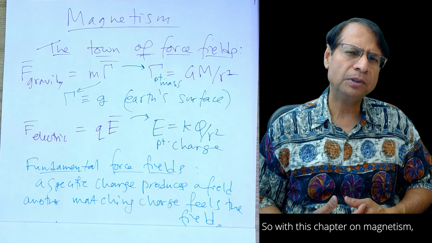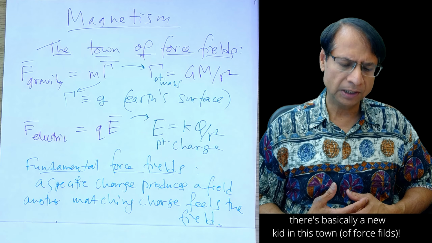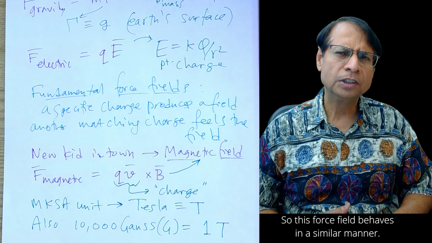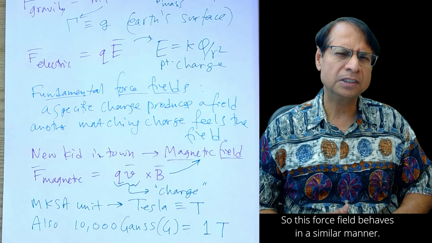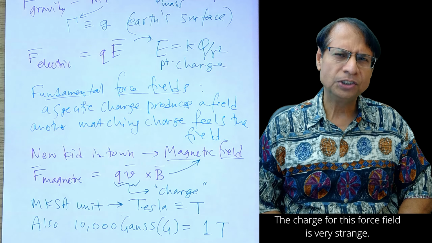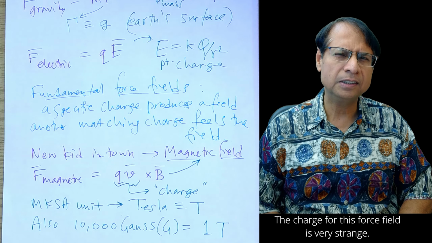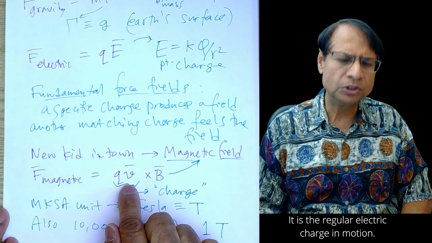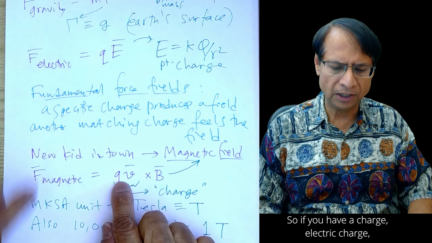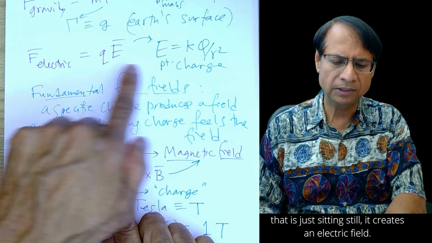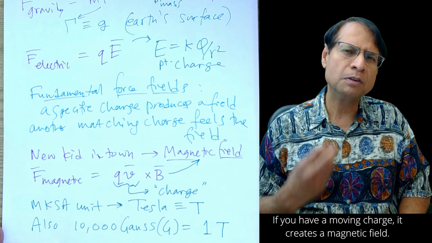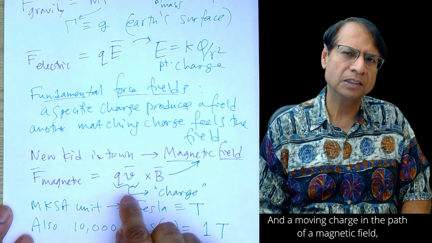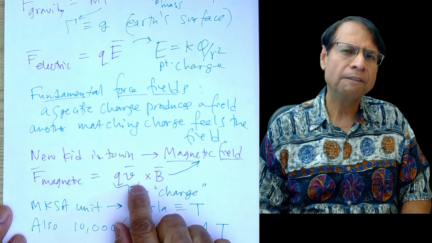So with this chapter on magnetism, there's basically a new kid in this town. We have the magnetic force. This force field behaves in a similar manner. The charge for this force field is very strange. It's the regular electric charge in motion. If you have an electric charge that's just sitting still, it creates an electric field. If you have a moving charge, it creates a magnetic field. And a moving charge in the path of a magnetic field feels a force.